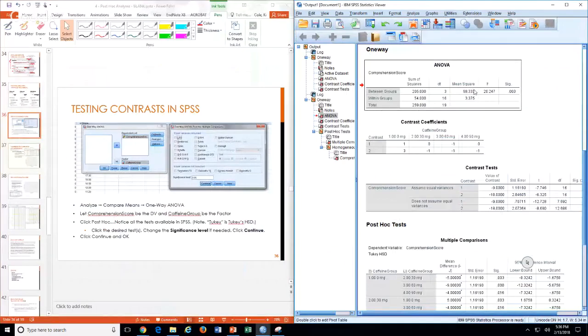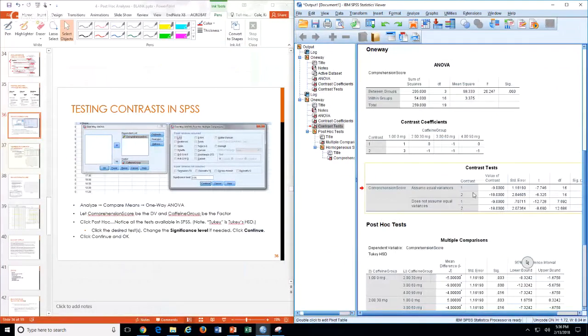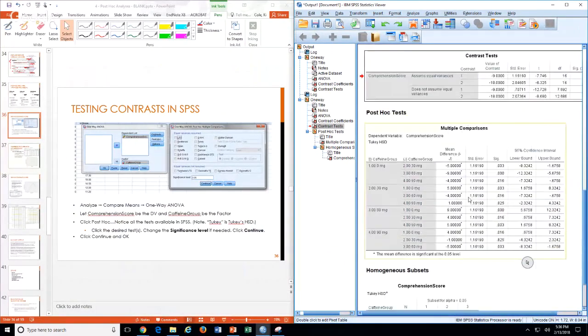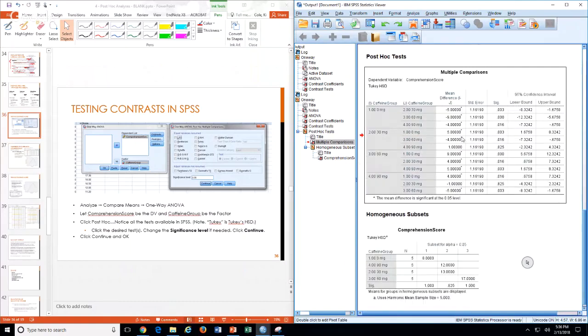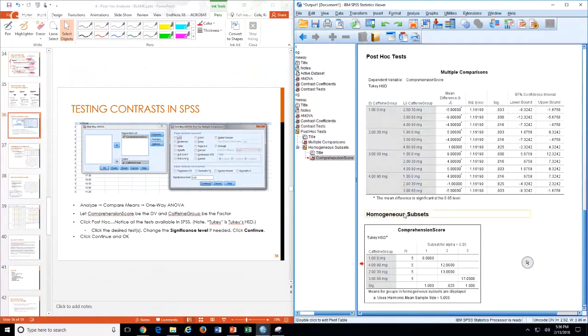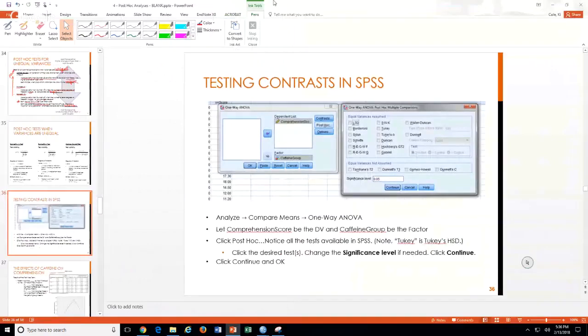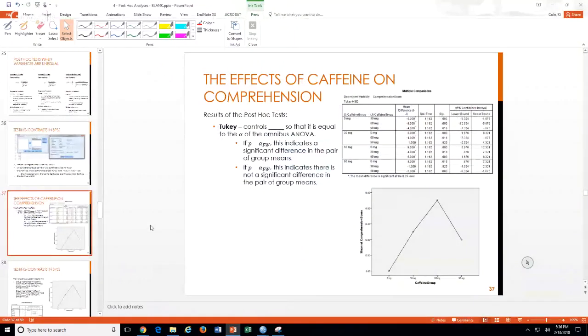So then you notice you still get your ANOVA. I hadn't deleted my contrast from before. But then for the post hoc test option, we have multiple comparisons tests and this homogeneous subsets table. Did everybody get those two tables? Okay. So let's just talk through how to read those tables.